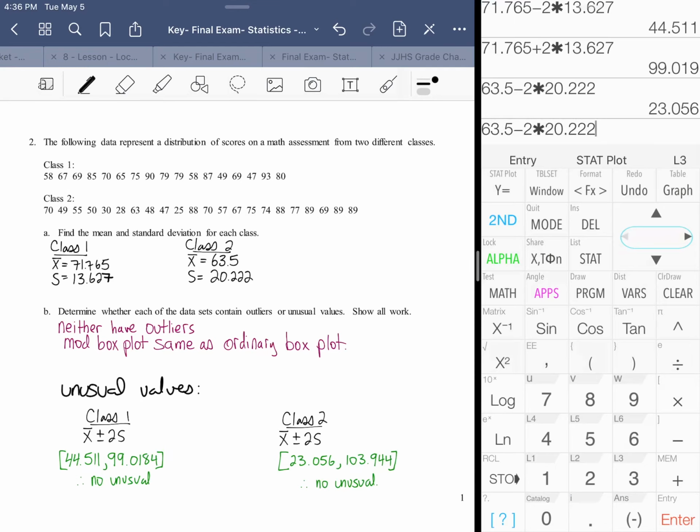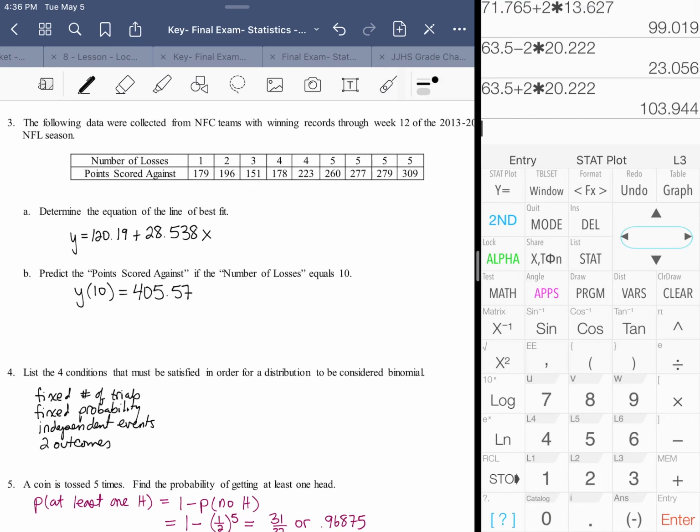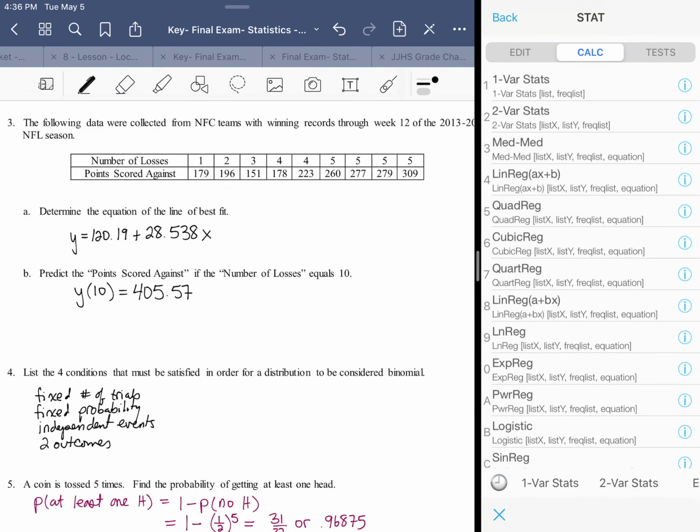And so you just do the same thing with class 2, just 63.5 minus 2 times 20.222. That's your low bound. Then second enter, change your minus to a plus, delete, and second delete to insert a plus sign, except for whatever reason mine didn't take. There we go. Then enter, we get the upper bound. And there it is. Any value that falls outside of that interval would be unusual. There are no values, it appears, that fall outside that usual interval. So we're in good shape.